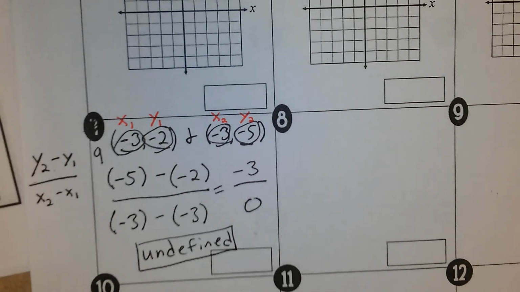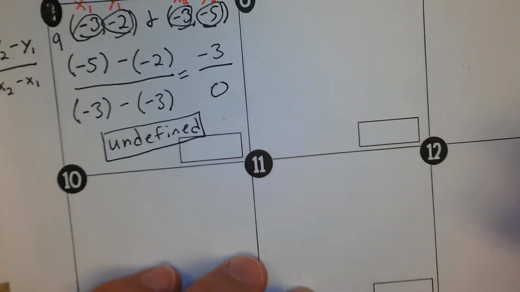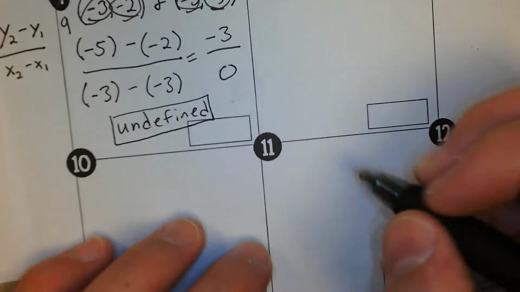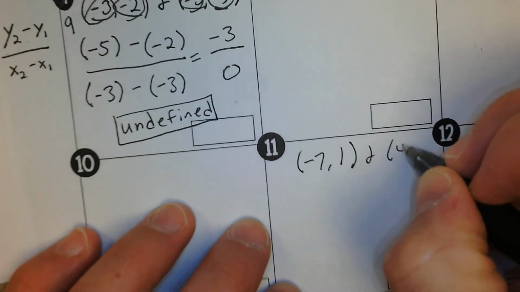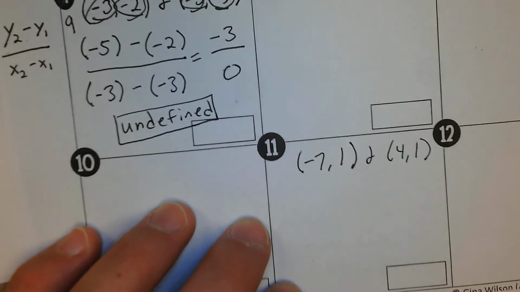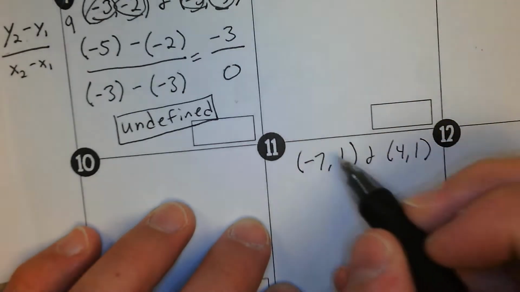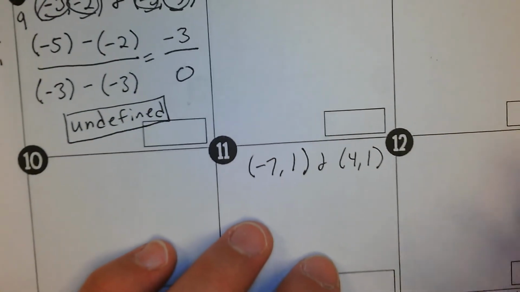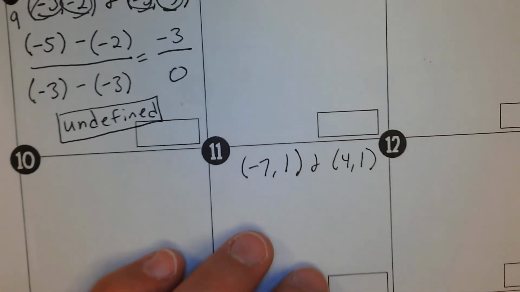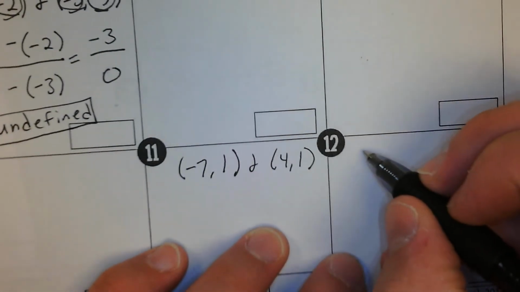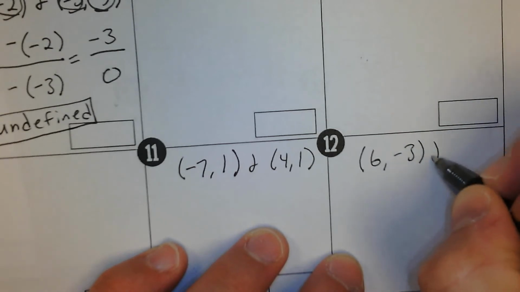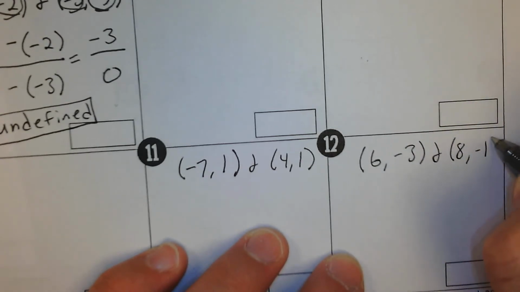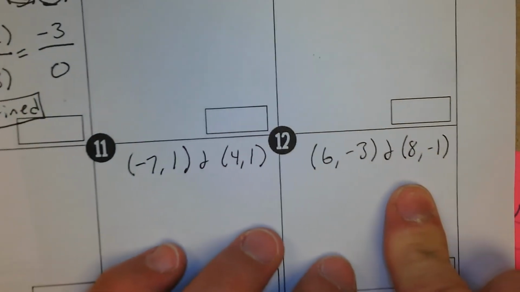Okay, let's take a look at, I'll do another one. Let's do number 11. So number 11, I have -7 and 1 and 4, 1. Actually, no, I don't want to do number 11. Let's do a different one. Let's do 12. 6 and -3 and 8 and -1. Sorry, I'm bouncing around so much. So we're doing number 12 now.